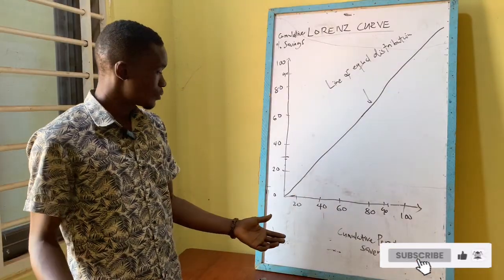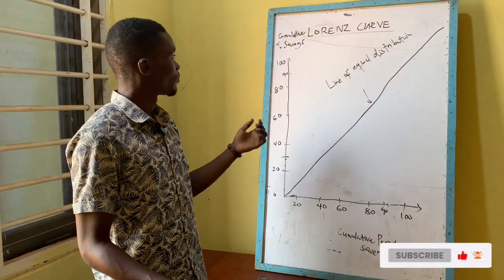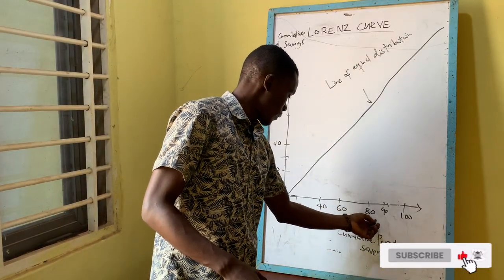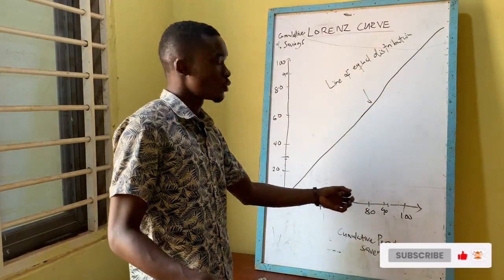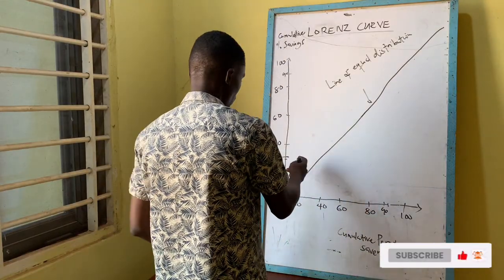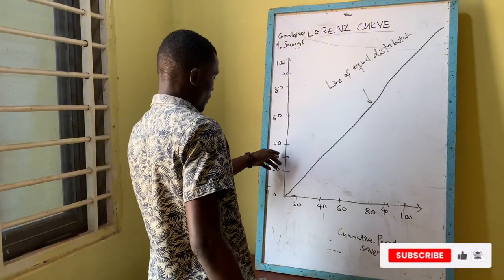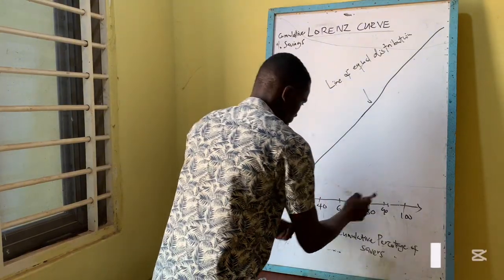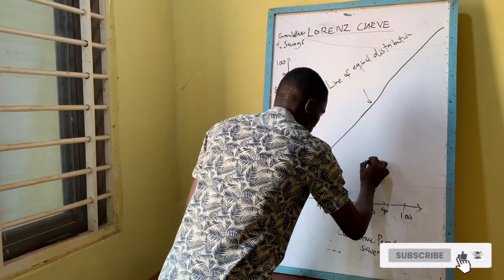So let's plot our Lorenz curve. The first 80 of the savers contributed to 29% of these savings. So you start on 80, then you look for 29. Here is 20, here is 40, in between you have 30. So 29 will be somewhere here, right? So we have our 30 here.